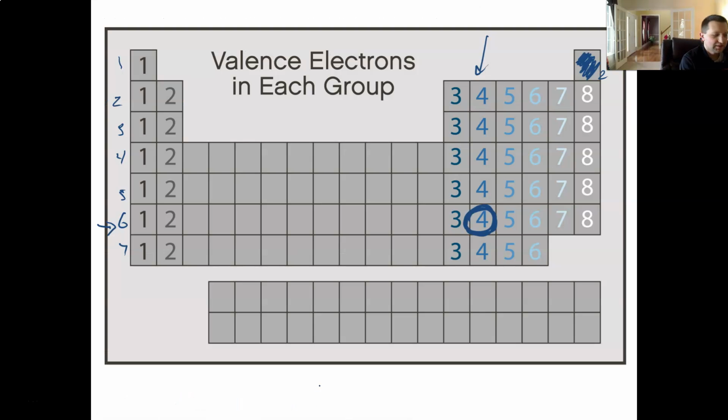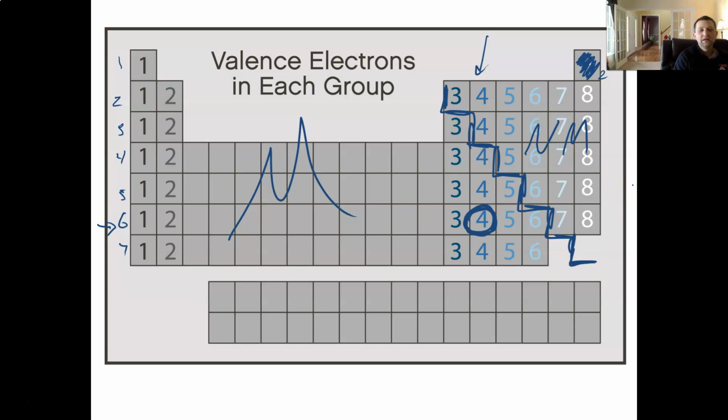You have a staircase here. I think we talked about that before. The staircase divides your metals and your nonmetals. So the metals are over here and the non-metals are over here. Metals prefer to lose electrons. Non-metals prefer to gain. So metals prefer to lose, and non-metals prefer to gain electrons.